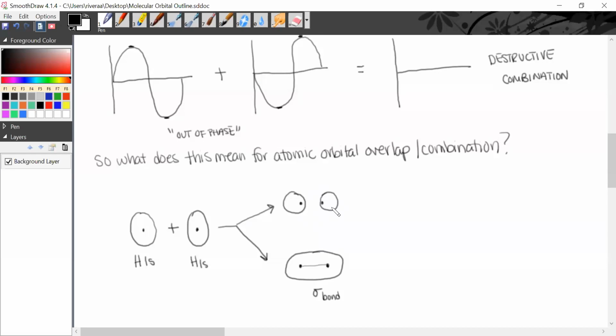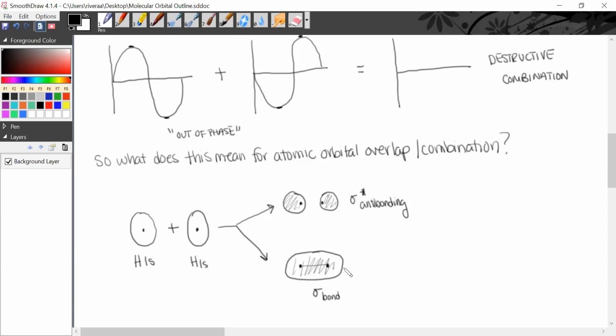I'm getting ridiculous. Okay, so here where you have no probability density between the nuclei, we're not going to have a bond. We call this a sigma, and we put a star next to it, meaning an anti-bonding orbital. Okay, so when these 1s's overlap, there's a chance that you get a sigma bond, and there's also a chance that your electron probability density areas are out here, as opposed to here, and you don't get a bond.